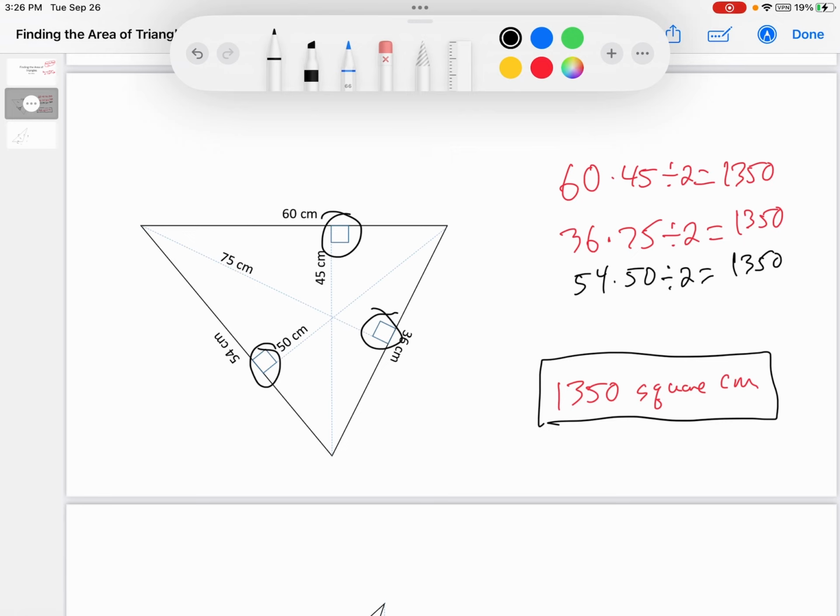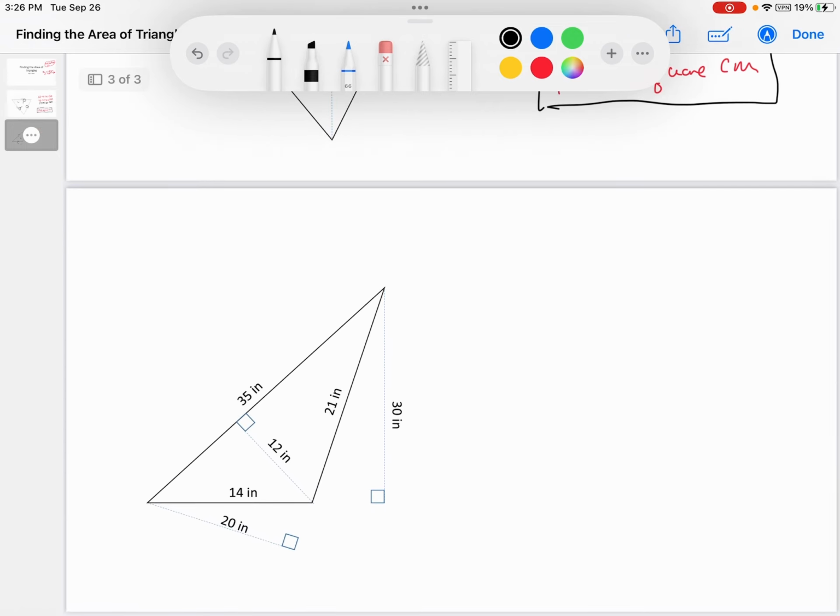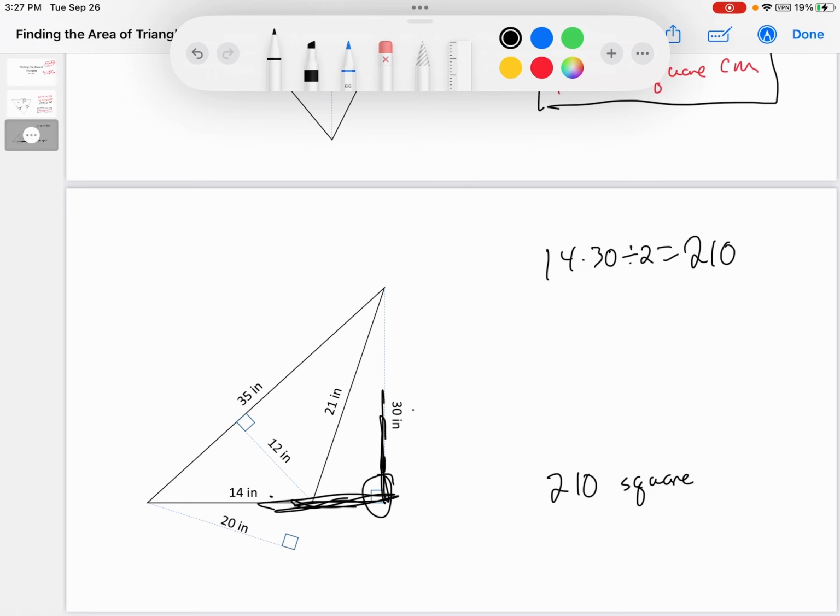Okay, let's try another example. This one's a little more complicated, but it's exactly the same thing. Here's our triangle, and it has three right angles. Let's do one at a time. We should get the same answer all three times. Here's a right angle. It goes this way and this way. The two numbers associated with it are 30 and 14, and 14 is the side of the triangle. So it will be 14 times 30 divided by 2. 14 times 30 divided by 2 is 210. So therefore, the answer should be 210 square inches.